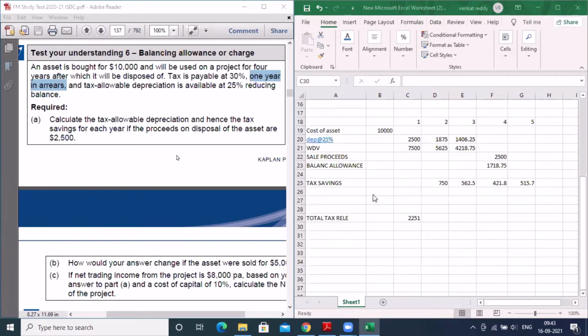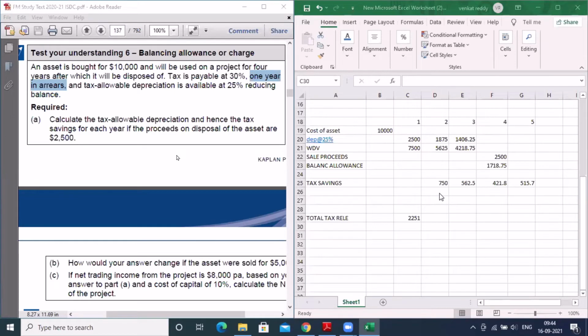Now here I will be explaining the tax saving once again. So when you are calculating the tax saving, first you need to see if the tax is paid in 1 year arrears. If it is not given also, we should assume that tax is paid in arrears. Normally tax won't be paid in advance. Of course, in this question they clearly mentioned arrears, but in most of the questions they won't give it. If they won't give it also, you should assume that it is paid in arrears.